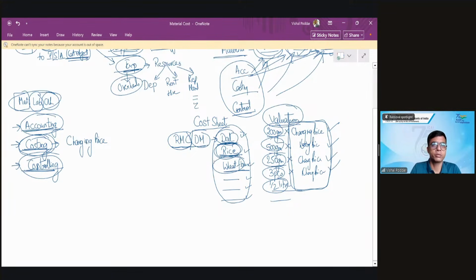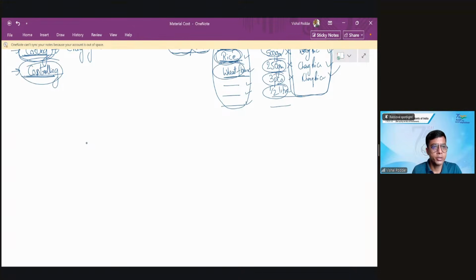what is this charging price? The charging price is basically, I will find out. Now pay attention to my language. I will find out मेरे को ये मटेरियल एक यूनिट कितने में पड़ा। We normally use this language कि मुझे ये कितने में पड़ा एक यूनिट। This is the logic of the calculation.